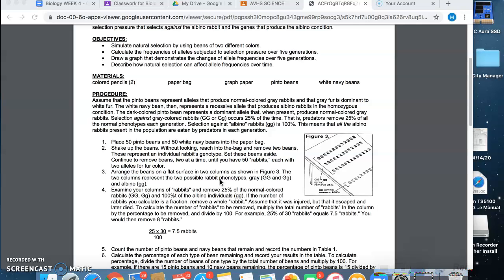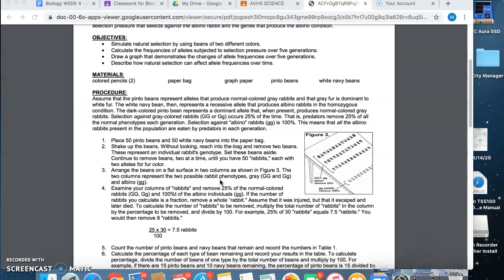And these are going to represent the individual rabbit's genotype, and then I'm going to set them aside, and continue to remove the jelly beans 2 at a time until I have 50 rabbits. Okay, so that means I'm using 100 alleles or 100 beans. Then I'm going to arrange them in 2 columns by color. All the ones that are orange are going to die and are not going to be put back into the bag for the next generation.